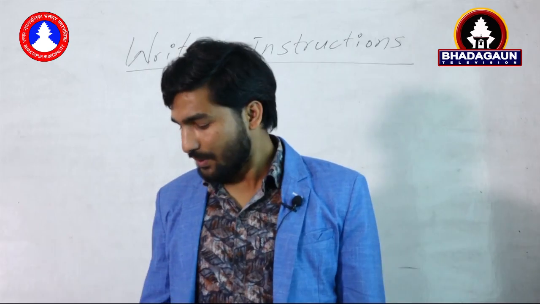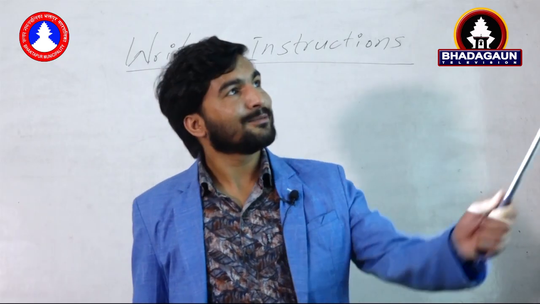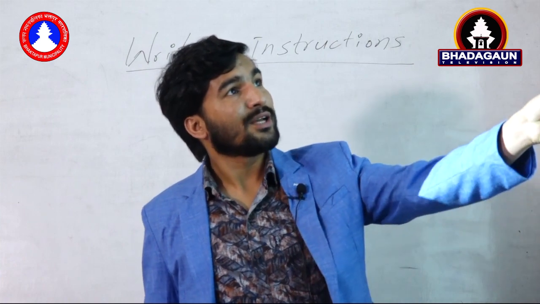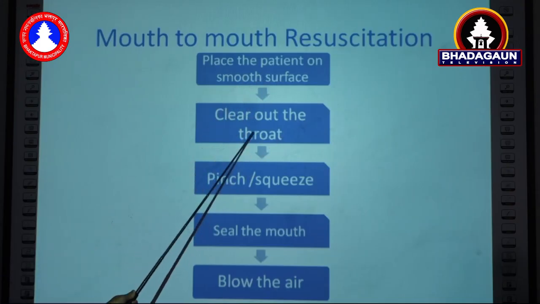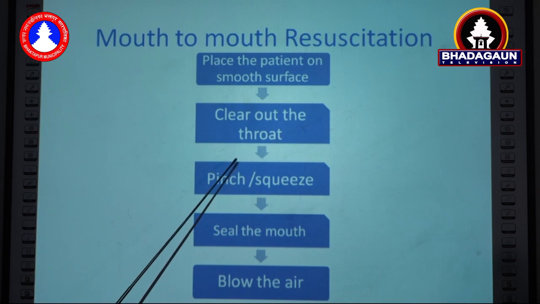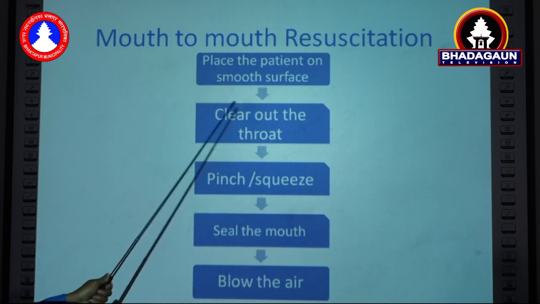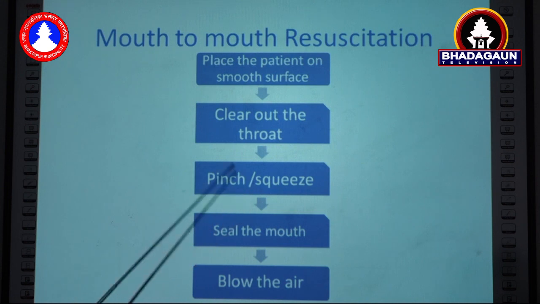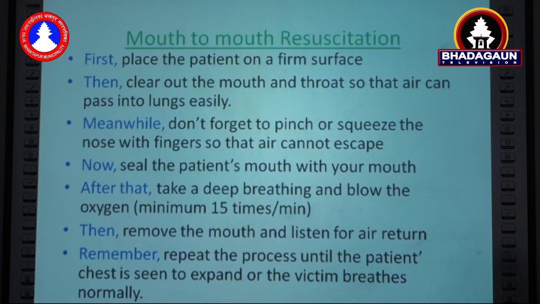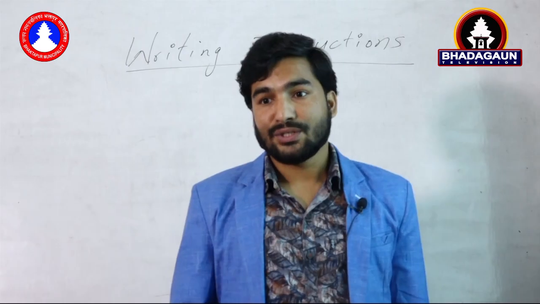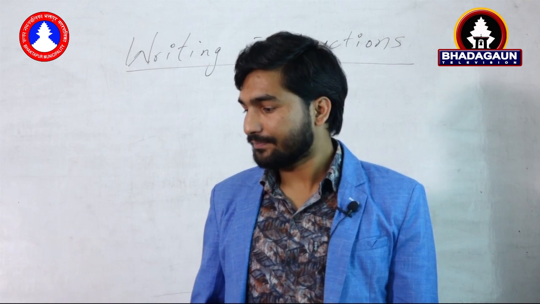Same clues were given there, right? Place the patient on a smooth, firm surface, clear out the throat, mouth, etc. Pinch the nose, seal the mouth and blow the air. Repeat that process. These only 5 clues are developed into this much long answer, right? So this is the way to write the complete set of instructions.